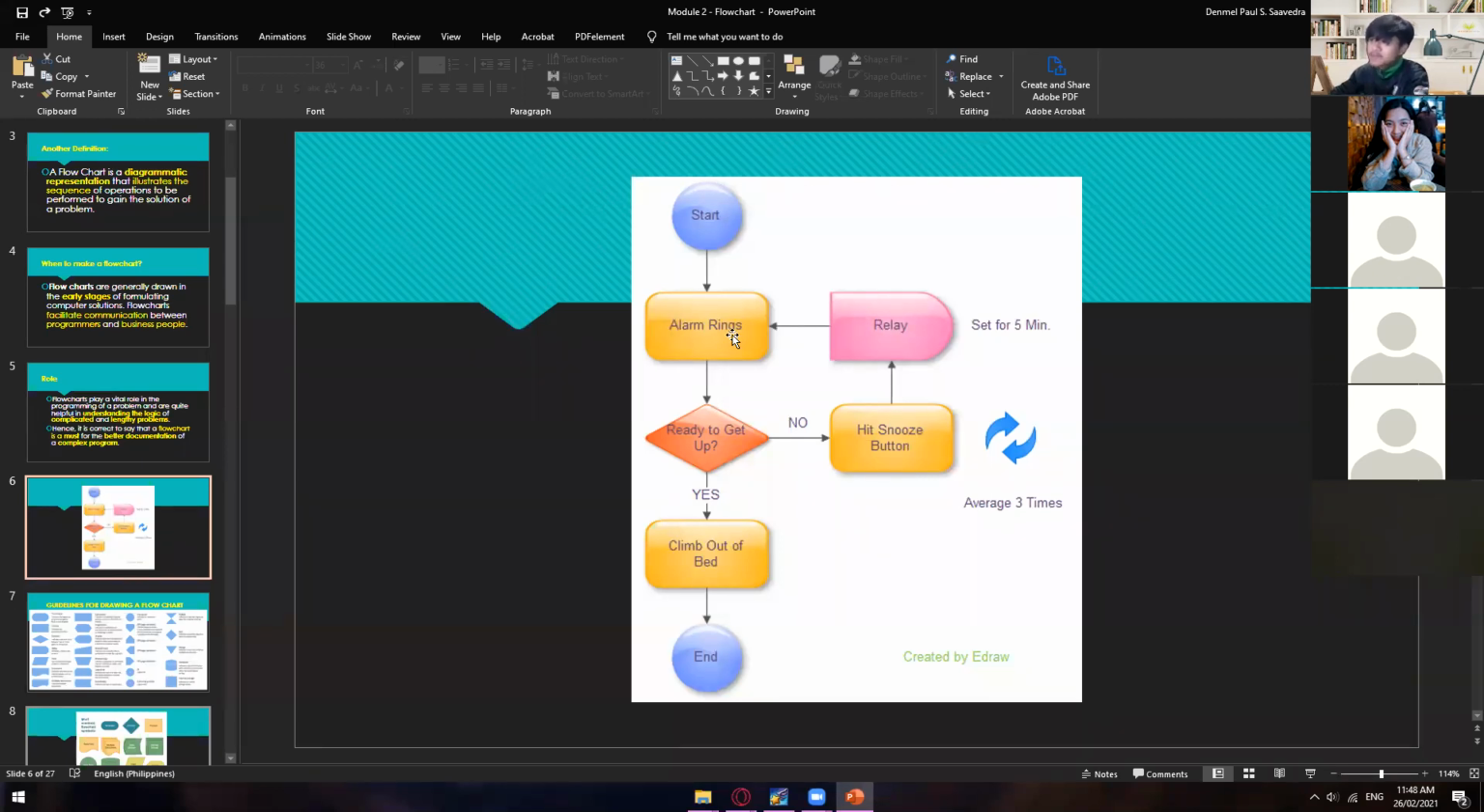All right, so as you can see right here, this is a simple flowchart of an alarm system. If the alarm rings, we have the decision: are you ready to get up? This is a question where you have two options, yes or no. If you chose yes, you're going to climb out of the bed and that's it. That's the main role of your alarm, to wake you up.